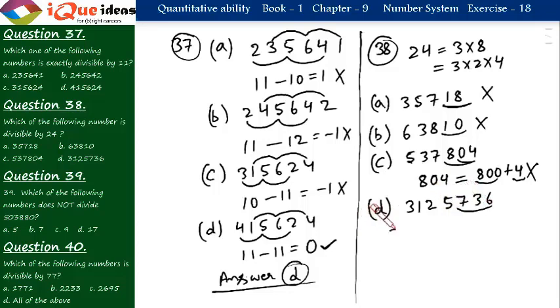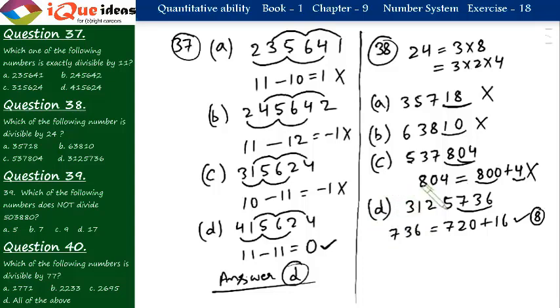First check whether the last 3 digits are divisible by 8 or not. 736 can be written as 720 plus 16. As you can see, 8 9s are 72 and 8 2s are 16. So this number is divisible by 8. But now we need to check for 3. For 3 we need to add the digits.